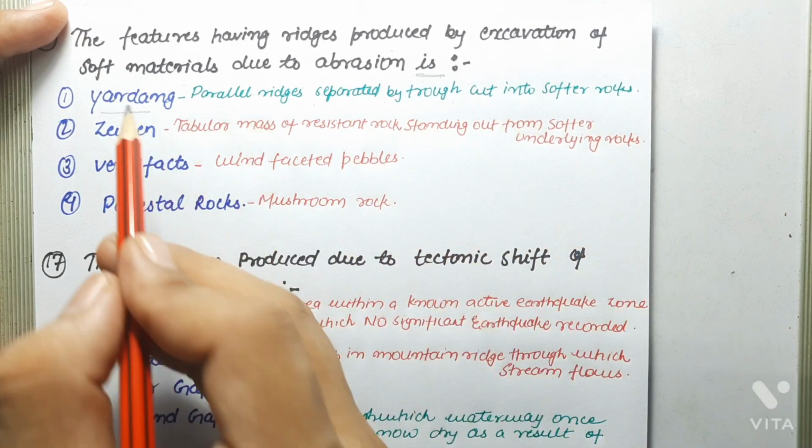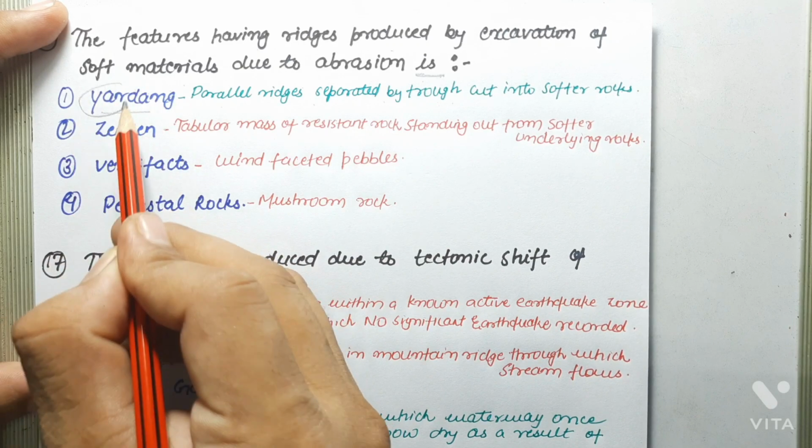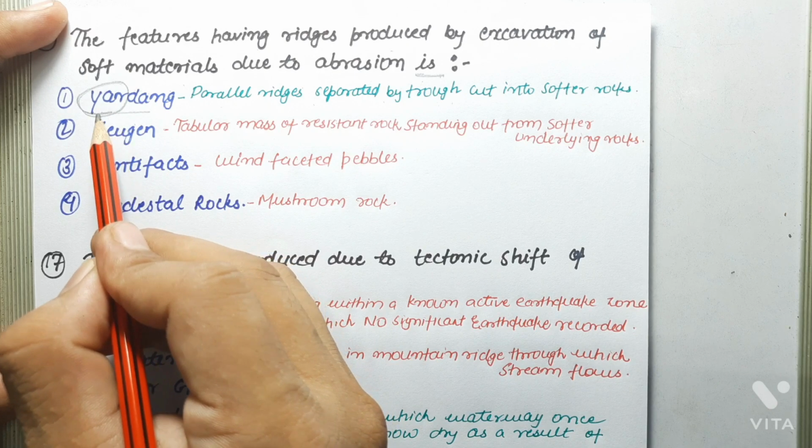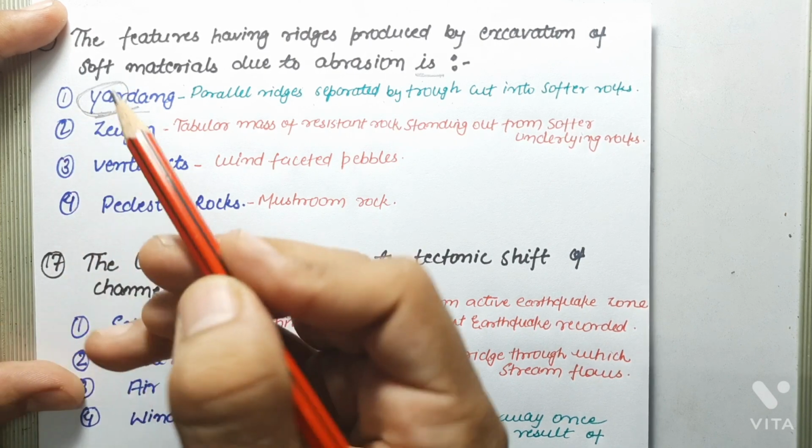So yar, this word is a Turkmenistani word, and this yar means ridges or parallel ridges.